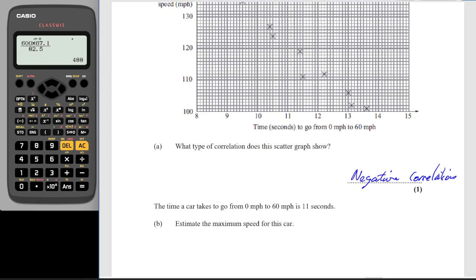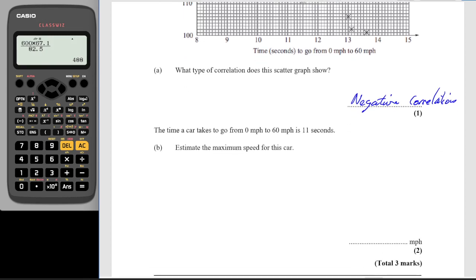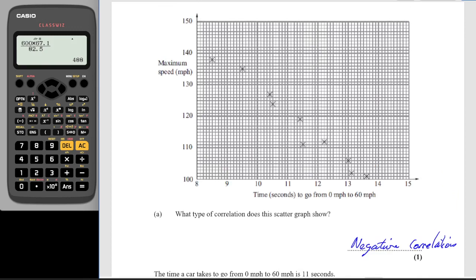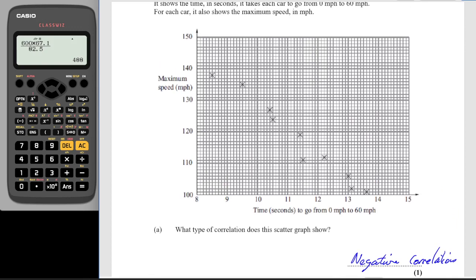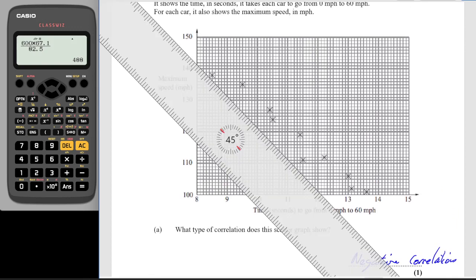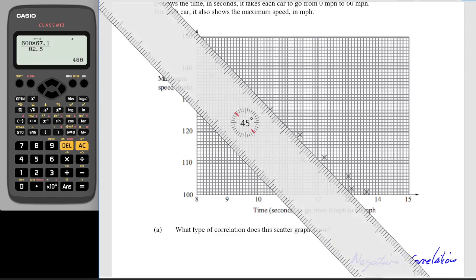And the time a car takes to go from 0 to 60 is 11 seconds. Estimate the maximum speed for this car. So this will tend to be a 2-mark question. There we go, 2 marks. And it will be 1 mark for a line of best fit, arguably.